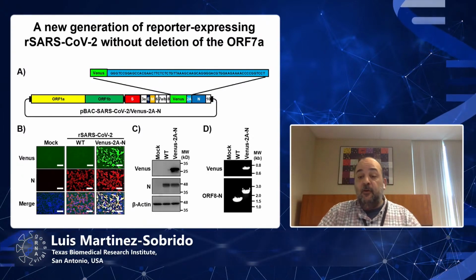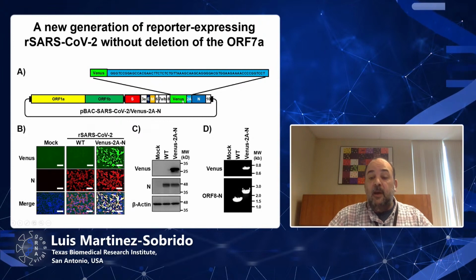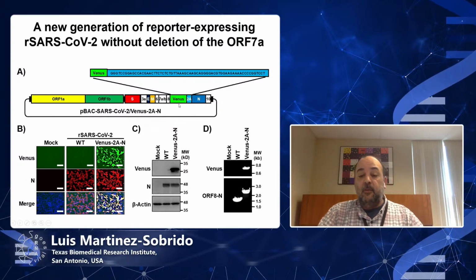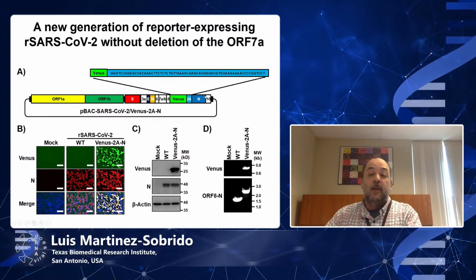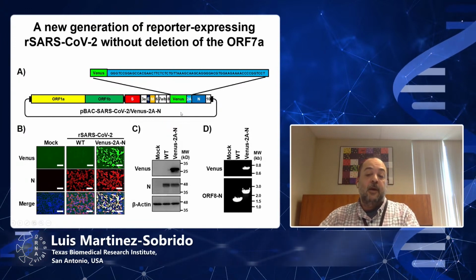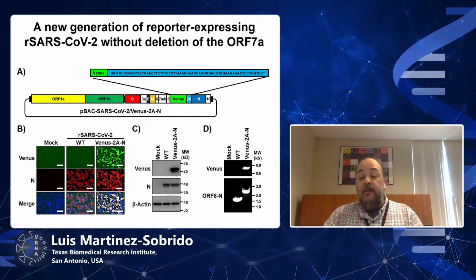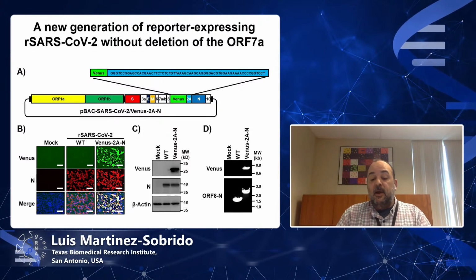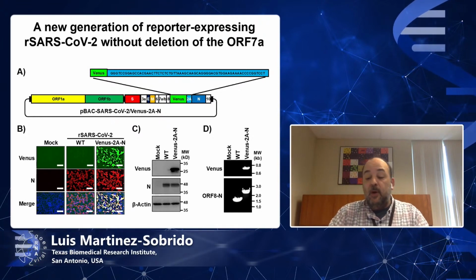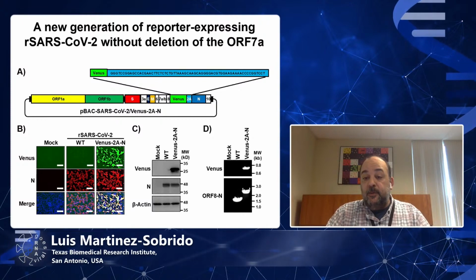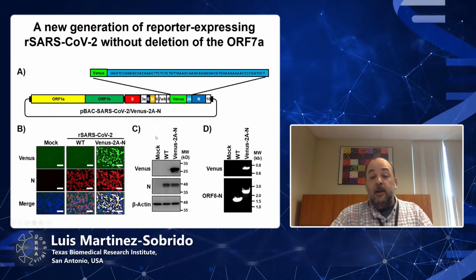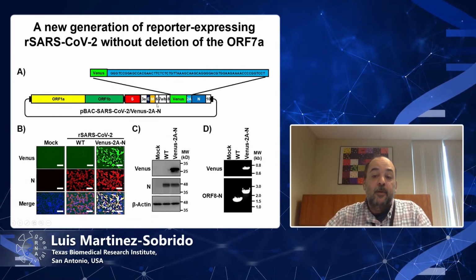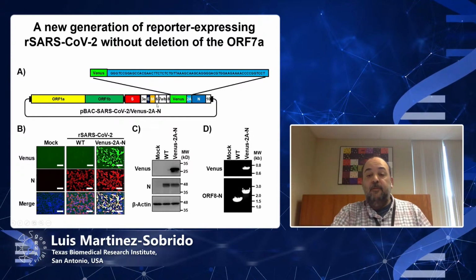So in the case of SARS-CoV-2, we used again this 2A approach. We put the reporter gene, in this case shown here with Venus, in the locus of the nucleocapsid protein, fused by this 2A autoproteolytic cleavage site. The reason to select the nucleocapsid protein is because, similar to other RNA viruses, it is probably one of the most abundant proteins produced during viral infection. And importantly, as I mentioned before, using this 2A approach we do not need to remove the open reading frame 7A as we did before.